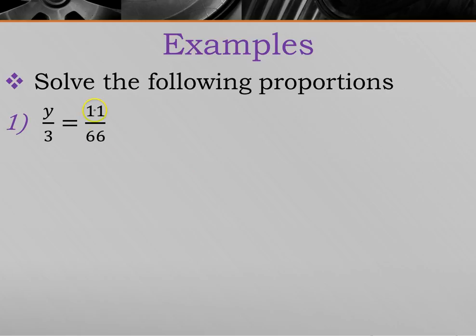I have y over 3 equals 11 over 66. Now, one thing you can do before you cross multiply is, if you can reduce one of the fractions, go for it. It makes your process much easier. For example, we notice that 11 and 66 both have an 11 in common, so I can make this 1 over 6. So now I have y over 3 equals 1 over 6. I cross multiply. 6y equals 3. We divide both sides by 6. Y is 1/2.